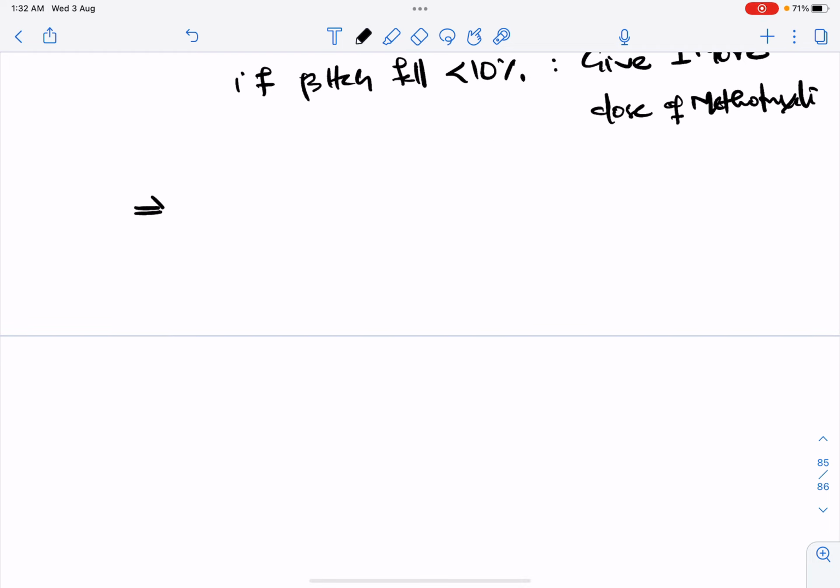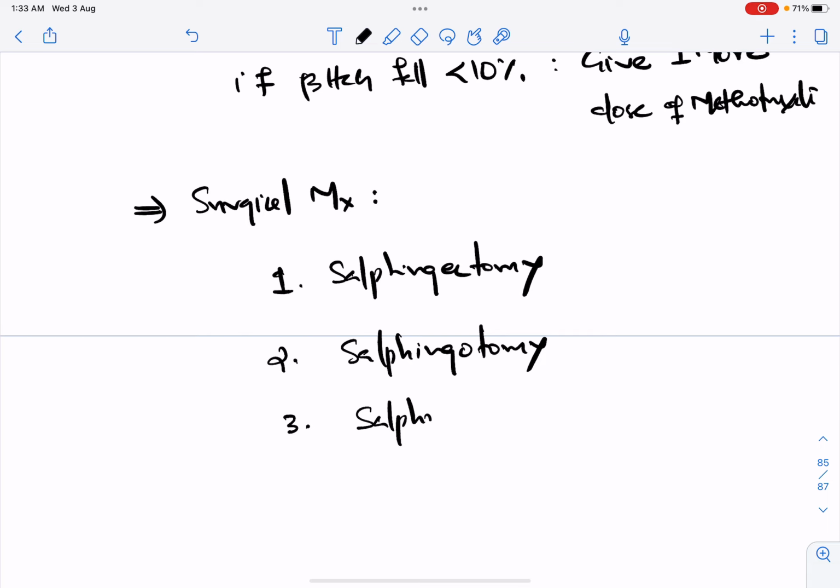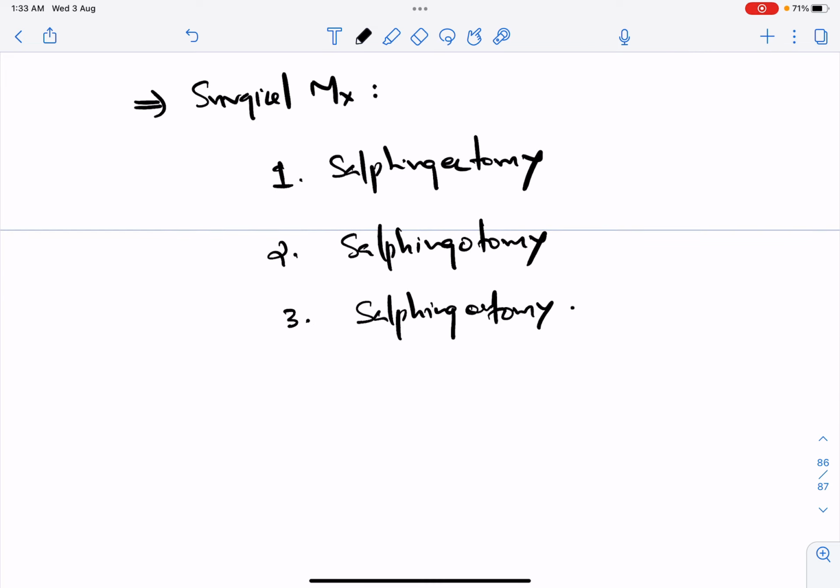Now what are the surgical management options? Surgical management includes salpingectomy, that is the removal of the fallopian tube, then salpingotomy, then salpingostomy. These are the surgical management options for ectopic pregnancy.